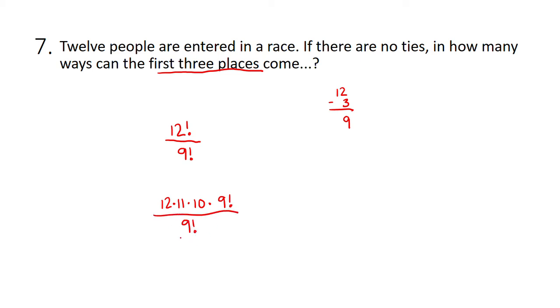Well, 9 factorials cancel, and all you have left to do is multiply 12 times 11 times 10, which is 1320. Because the 12 people entered a race, there are 1,320 different ways that the first 3 places can come. Okay? That's how we use factorials in word problems like this. Okay, next.